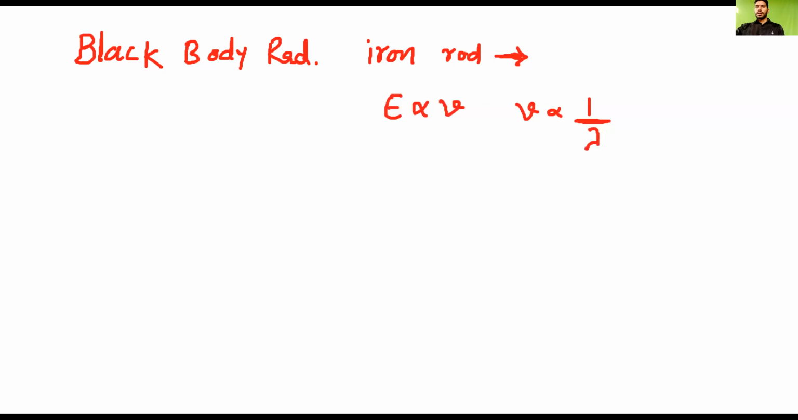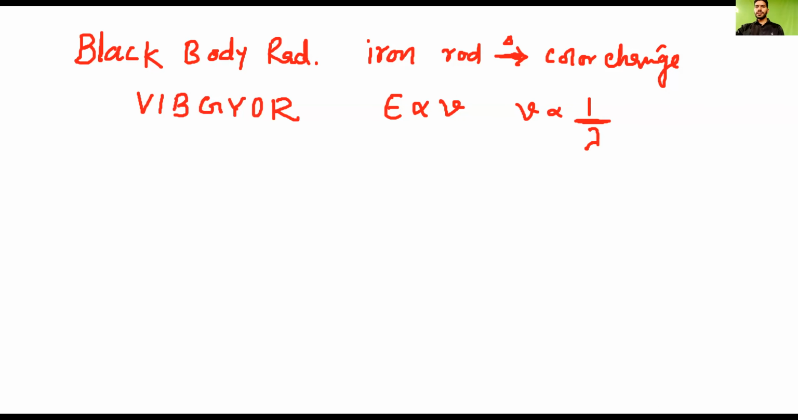Now, why is there a color change in the case of an iron rod when we heat it? It is because in the 7 different colors of the spectrum, the highest wavelength is possessed by red color, isn't it?